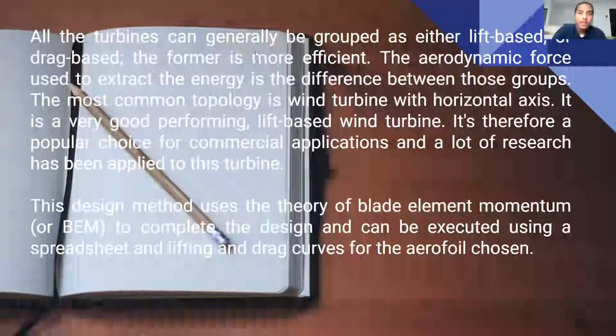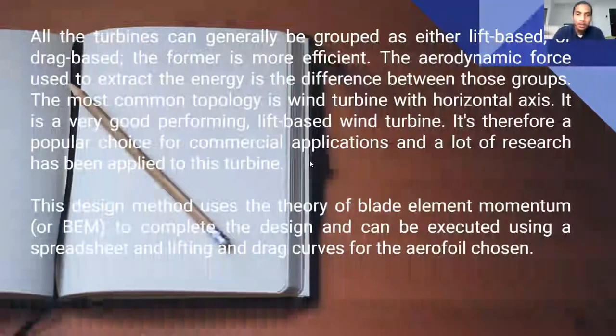All the turbines can generally be grouped as either lift-based or drag-based. The former is more efficient. The aerodynamic force used to extract the energy is the difference between those groups. The most common topology is the wind turbine with horizontal axis. It is a very good performing lift-based wind turbine. It is therefore a popular choice for commercial applications, and a lot of research has been applied to this turbine.